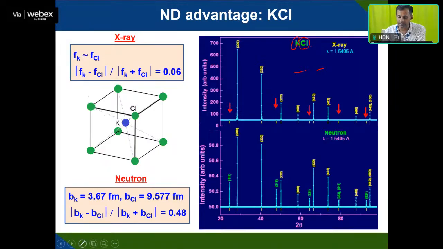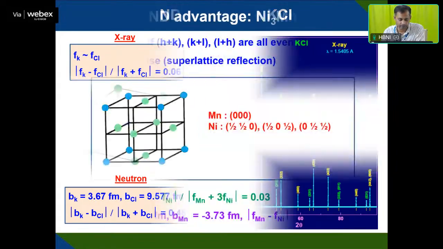But in neutron scattering, FK minus FCl is very, very low, almost 0.06, negligible, almost cancelling out. But for neutrons, the ratio of the scattering lengths of potassium to chlorine is 0.48. That means BK and BCl are quite different, 3.6 and 9.5. Because of this difference they will not cancel out, so the 111 plane diffraction will not cancel out. We get the 111 peak clearly from the neutron diffraction pattern, which is absent in the X-ray diffraction pattern.